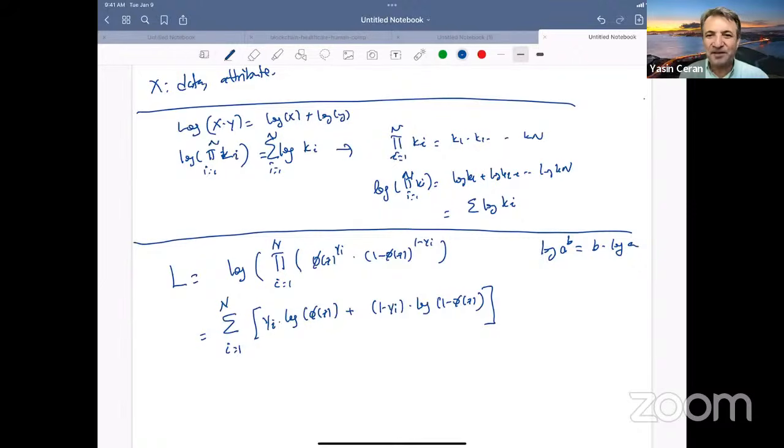So this only works for binary classification. Yes, we can always solve multi-class classification problems using binary classification. So that's why we are going to focus on binary classification.